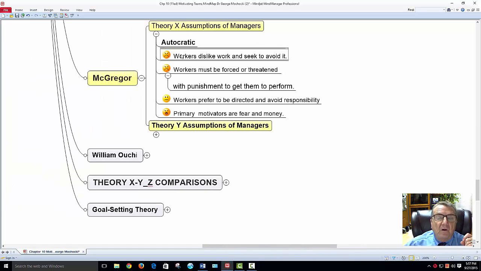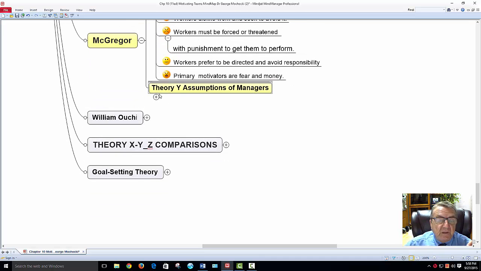If I think all, autocratic, if I think all employees or students are lazy, dislike work or learning and seek to avoid it, workers must be forced or threatened with punishment. Workers prefer to be directed to avoid responsibility. Primary motivators are fear and money. If I think all workers are that way, I set up my policies and I treat you that way, because I already have a bias created or a misconception of what I think you want. Okay? It's false, but that's not what you want.